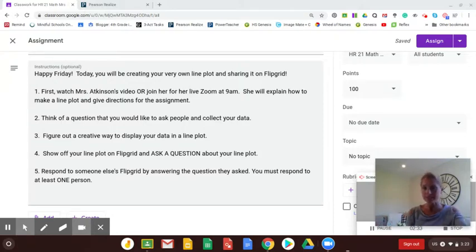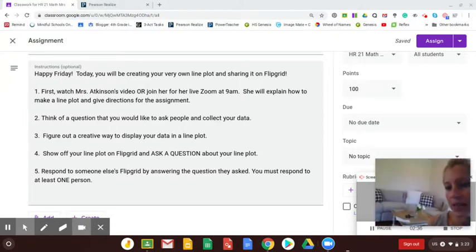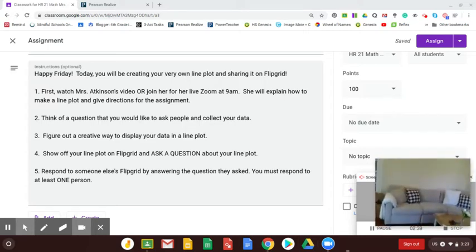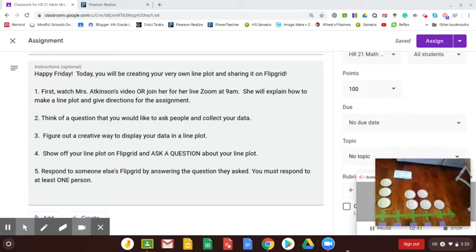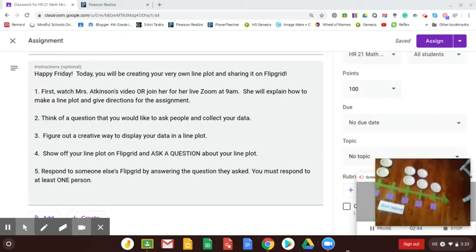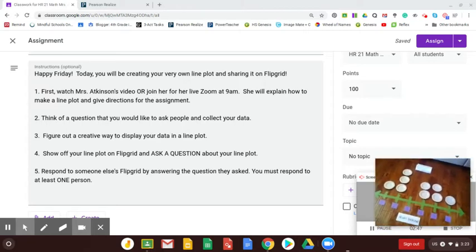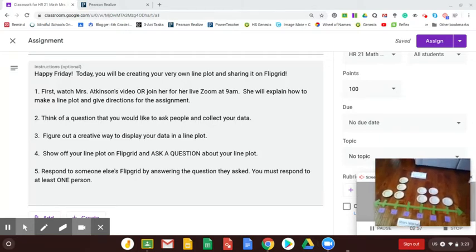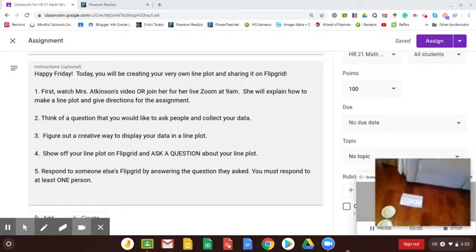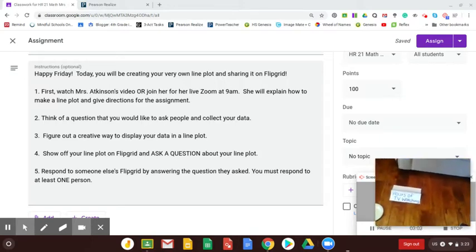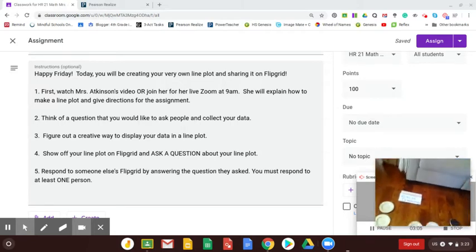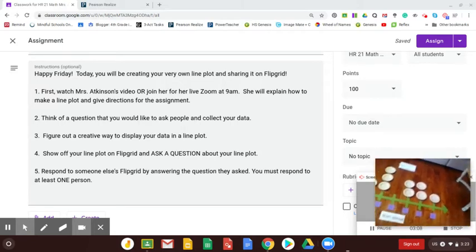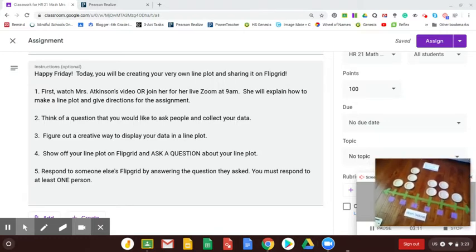So I want to show you 2 examples of ones that I made. I know this is going to be hard to see, but here I go. This line plot right here, I did it right on my floor. I used painter's tape to do the number line, and I used Post-it notes to write the numbers. The title here is Hours Spent Watching TV. And then I used little tiny round plates to be the dots on my number line.